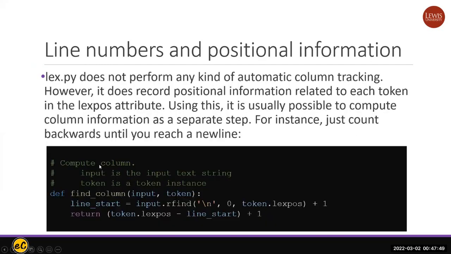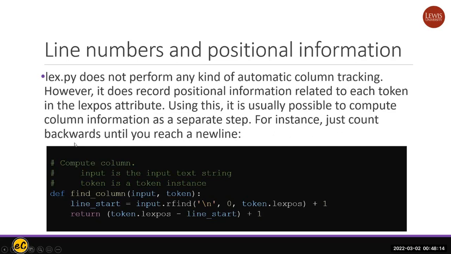We know that already. And then lexer.py does not perform any kind of automatic column checking, so you can also check the column. However, it does record positional information related to each token in the lexpos attribute. Using this, it is possible to compute the column information as a separate step.